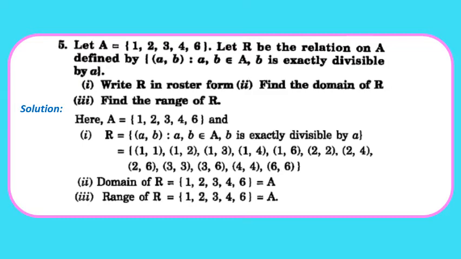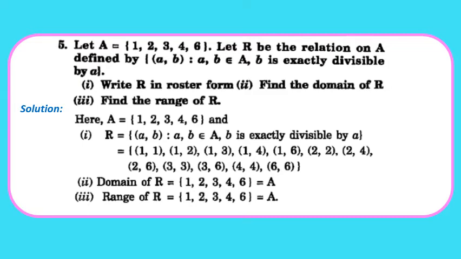So we have to think of that the second element must be divisible by the first element. So the roster form is given as (1,1), (1,2), (1,3), (1,4), (1,6), because 1 divides every element. Then we have (2,2), (2,4), (2,6). Then we have (3,3), (3,6), (4,4), (6,6). Clear? So this is the roster form.